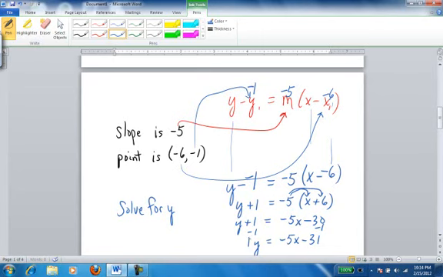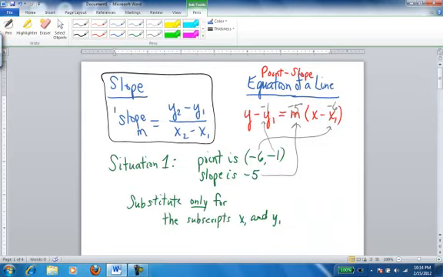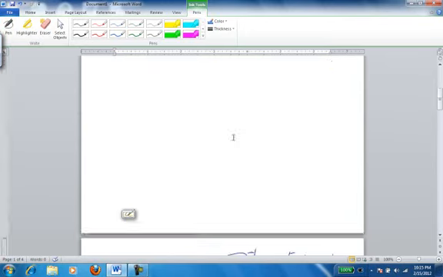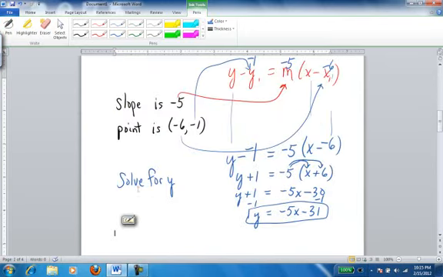And that's the way you do an equation of a line whenever you have a point and slope. You basically just plug the information into the formula, only substitute for the subscripts x1 and y1, not for the y and x, and once you've done this, you simply solve it for y and your equation is done. Hopefully this helps out for situation 1.